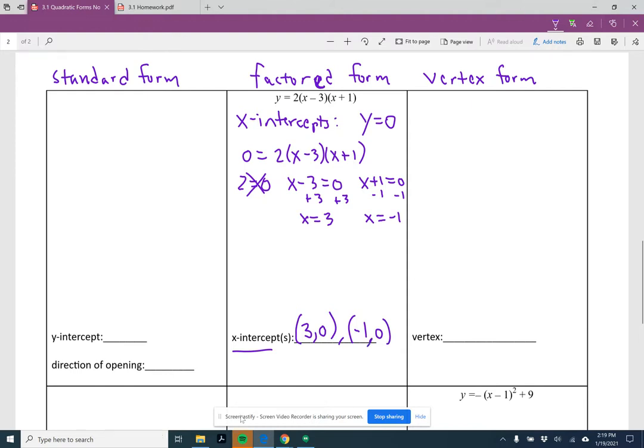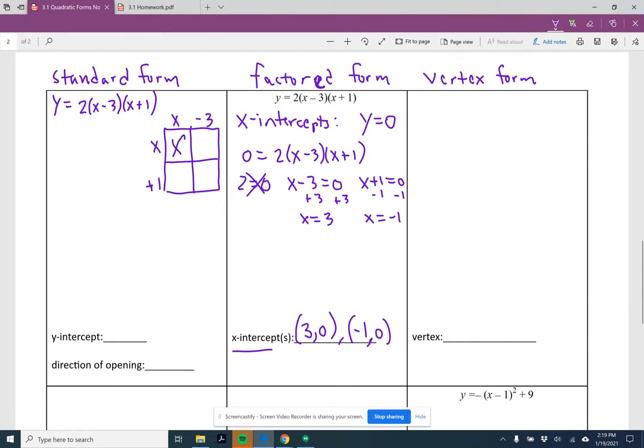So that intercept form, that factored form, it's easy to find the x-intercepts. Okay, from there, we're going to find the standard form. We're going to multiply this out and put it in standard form. So I'm going to use the box method of multiplication. We're just going to multiply the x minus 3 and the x plus 1, and then we'll distribute the 2.